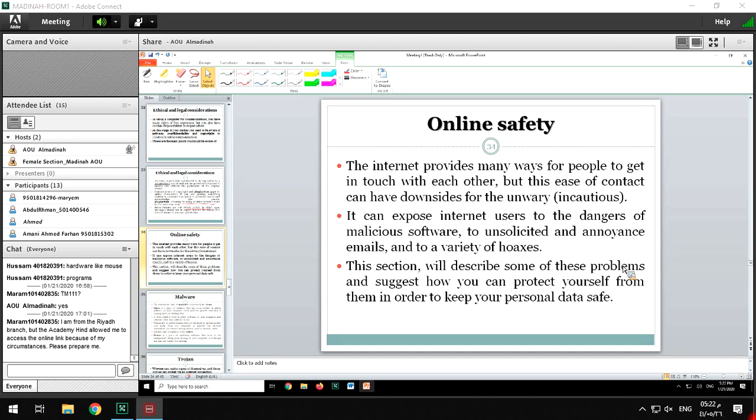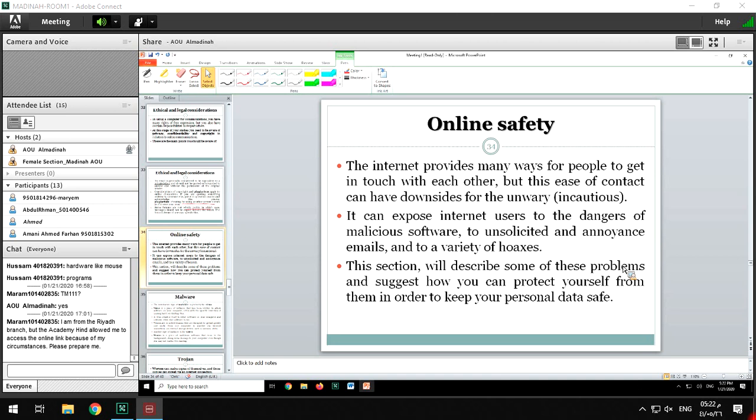The internet provides many ways for people to get in touch with each other, but this ease of contact can have a downside for the unwary. It can expose internet users to the danger of malicious software, to unsolicited and anonymous email, and to a variety of hoaxes. In this section, we'll describe some of these problems and suggest how you can protect yourself from them in order to keep your personal data safe.